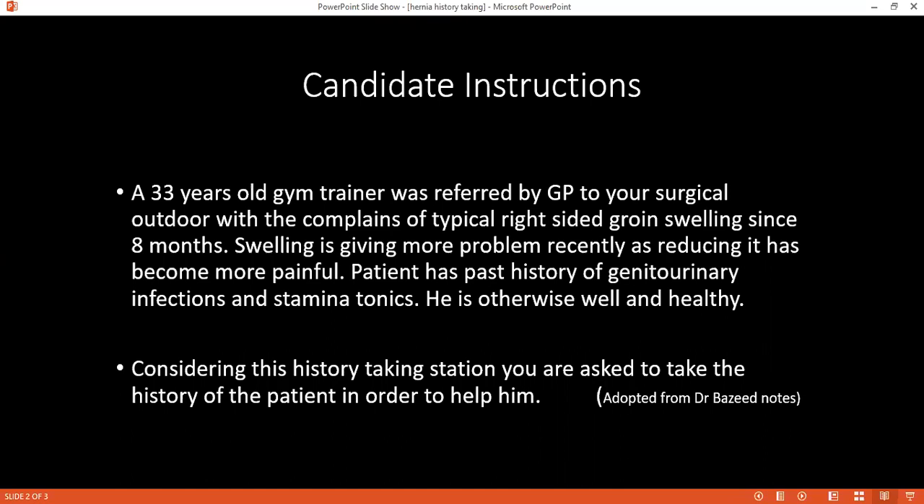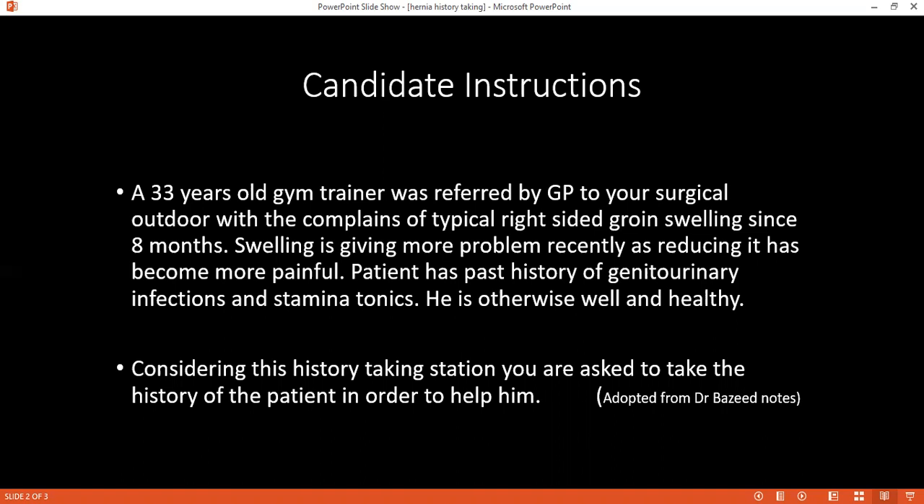I noticed it for the first time 8 months ago in the gym while doing some of my exercises. Okay. Sir, have you noticed any factors which increase the swelling or which decrease the swelling?